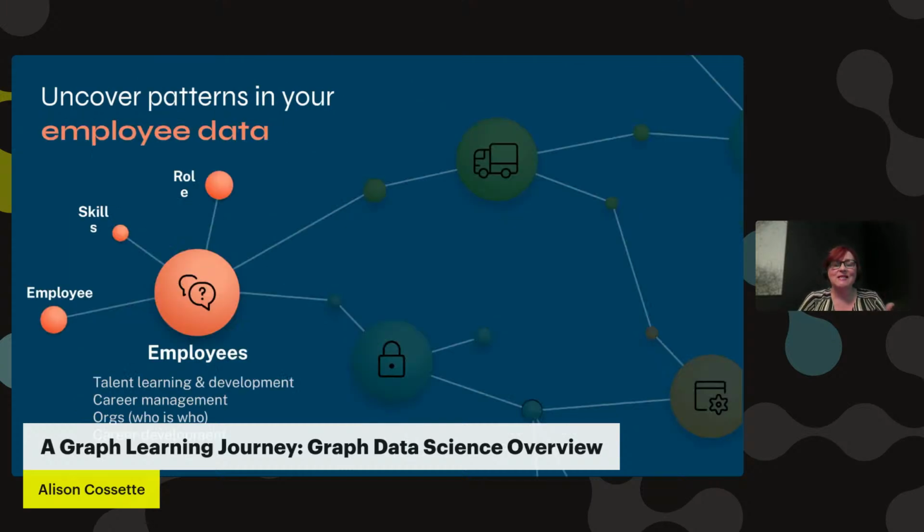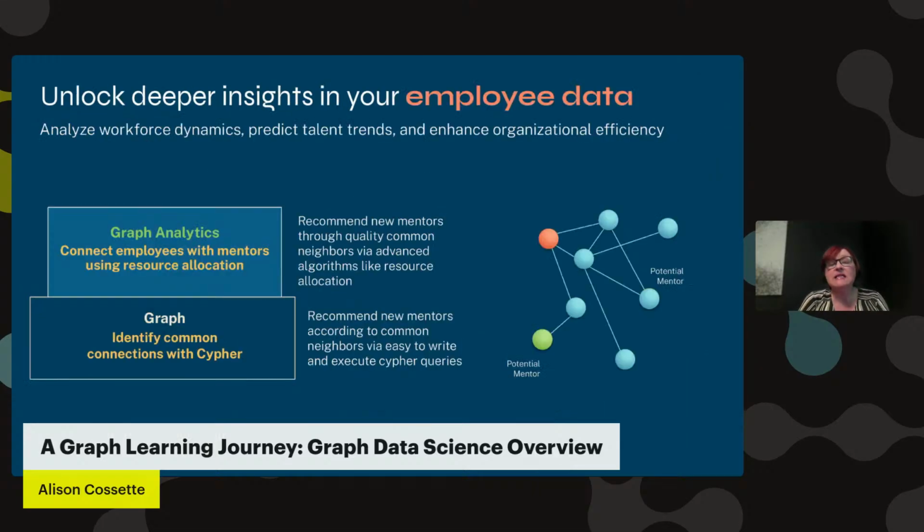Next, we talk about employee data. Whether it's talent, learning and development, career management, organizations, who's who. An easy thing to think about is identifying common connections with Cypher. So maybe recommending new mentors according to common neighbors. Maybe there's a common manager or maybe there's a common skill set.